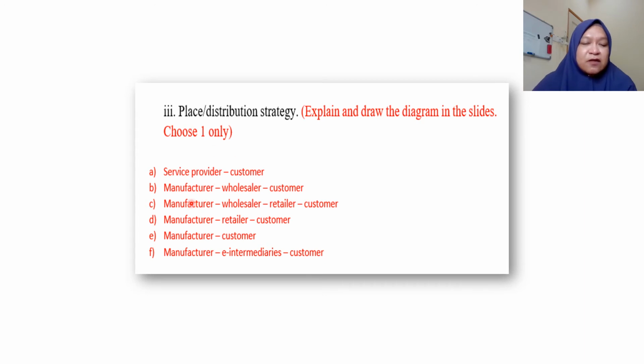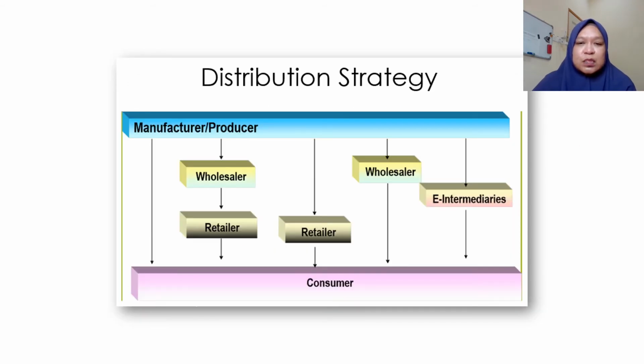If you are the manufacturer, you can choose whether you want to sell to the wholesaler, and the wholesaler will sell it to the customer. Or you sell to the wholesaler, who sells to the retailer and then to the customer, or from the retailer to the customer. Or you are the manufacturer and you sell direct to the customer, or you use the e-intermediaries to the customer. E-intermediaries is using the internet.